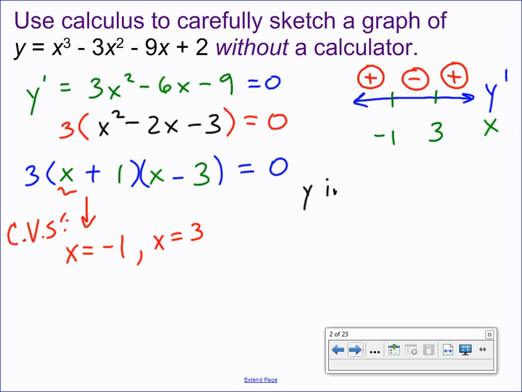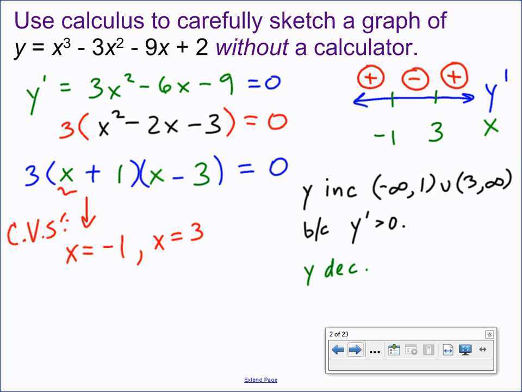I'll just abbreviate y increasing on negative infinity to 1 union 3 to infinity, and my justification would be because y prime is positive on those intervals. Similarly, y is decreasing on the subinterval negative 1 to 3 because y prime is negative. Awesome.